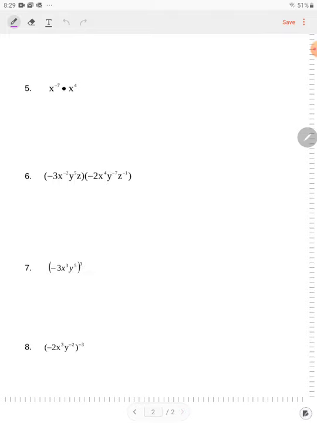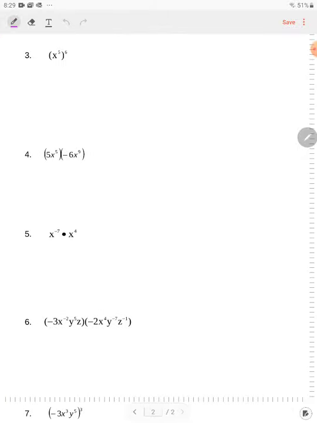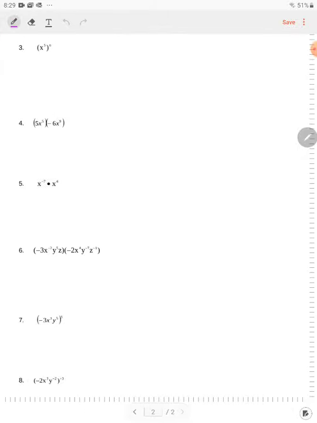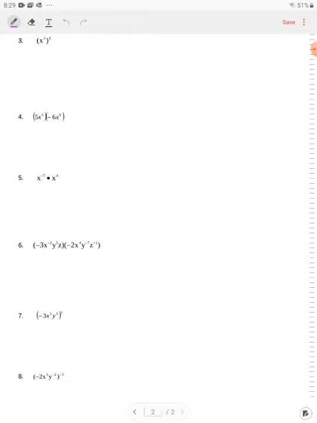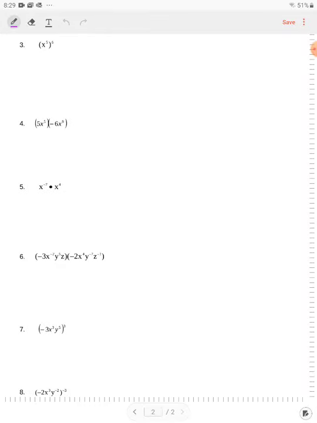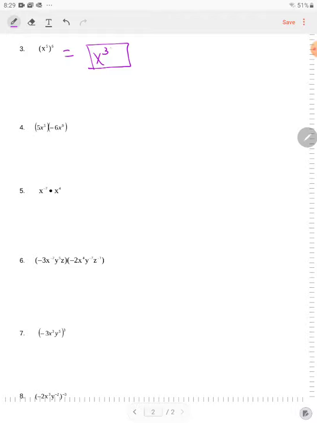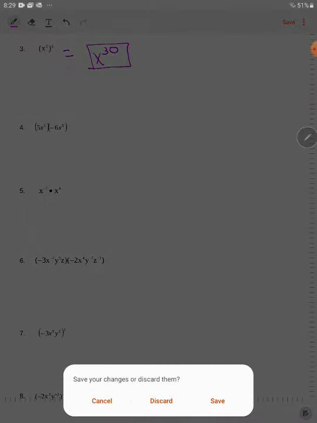Okay, number 3. Make that a little bit larger again so we can see it. X to the 5th and then to the 6th power. So that's a power to a power. So you multiply, that's x to the 30. I'll clean up that 0 a little bit, so it looks like 30. There we go.